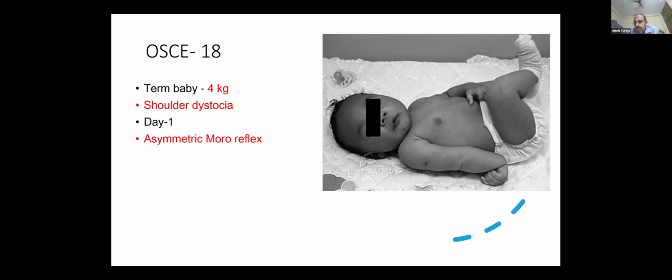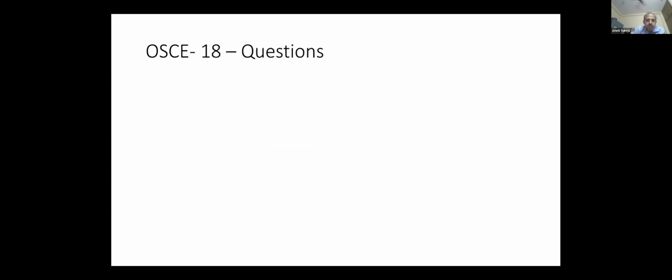Again, a common scenario, a commonly asked question. Not very common, but sometimes we see a milder degree of this picture in our NICU. 4 kg baby, shoulder dystocia, just soon after birth, and there is an asymmetric Moro reflex. Question, answer.